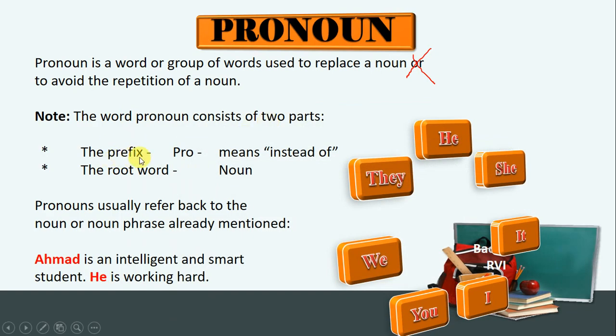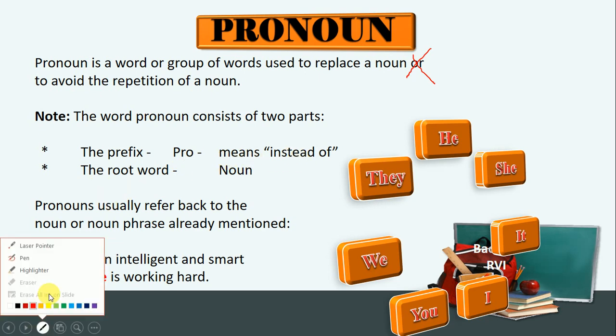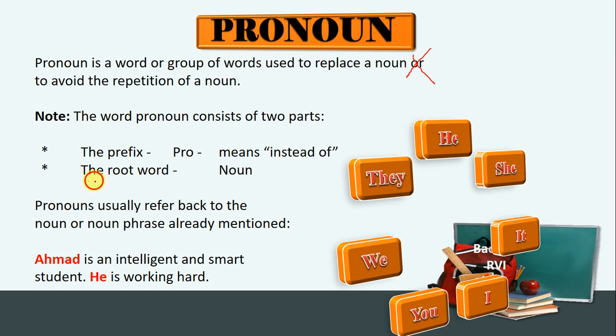First we have the prefix pro, which means instead, and the second is the root word noun, which means name, right? The word pronoun consists of two parts. The first part is pro, which is the prefix, meaning instead. The second is the root word noun, which means name. So pronouns usually refer back to a noun or noun phrase already mentioned.